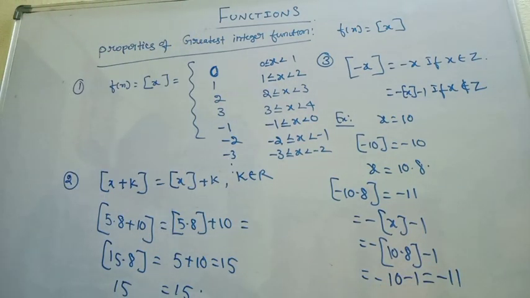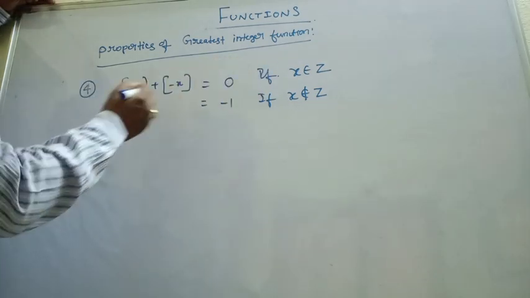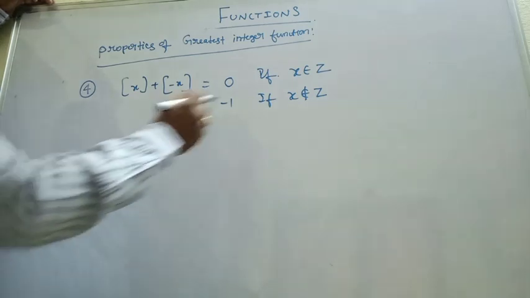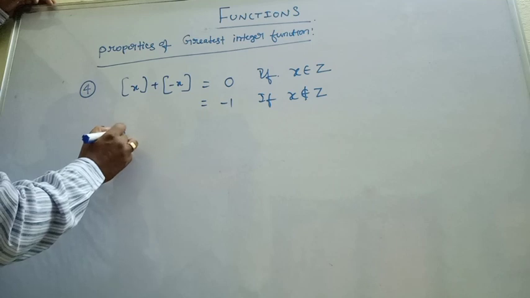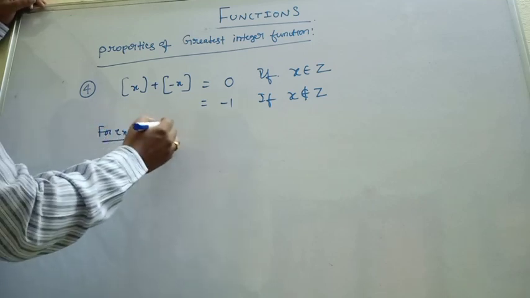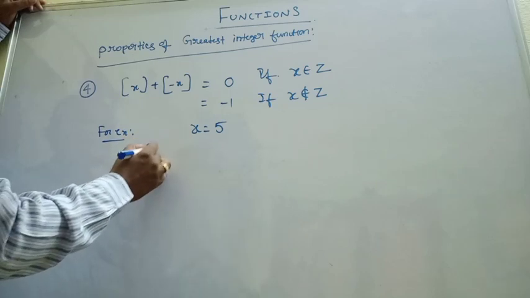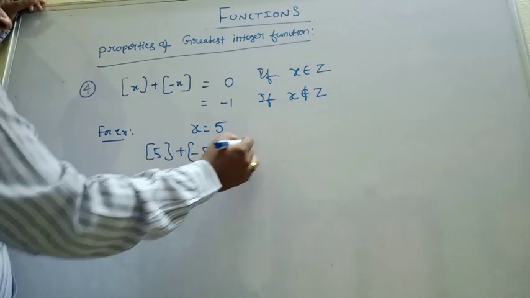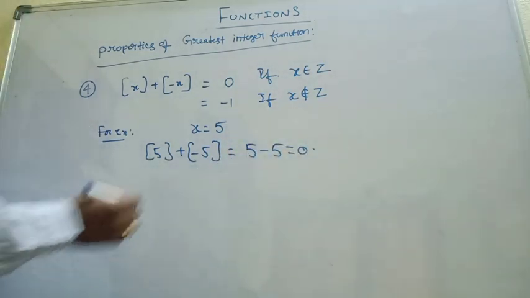Right? Now see the next property we have here: if x belongs to Z, floor x plus floor of minus x equal to 0. And if x does not belong to Z, it becomes minus 1. For example, let us take x is equal to 5. It is an integer. Therefore, floor of 5 plus floor of minus 5, that is nothing but 5 minus 5. That becomes 0. Now this 5 belongs to Z.